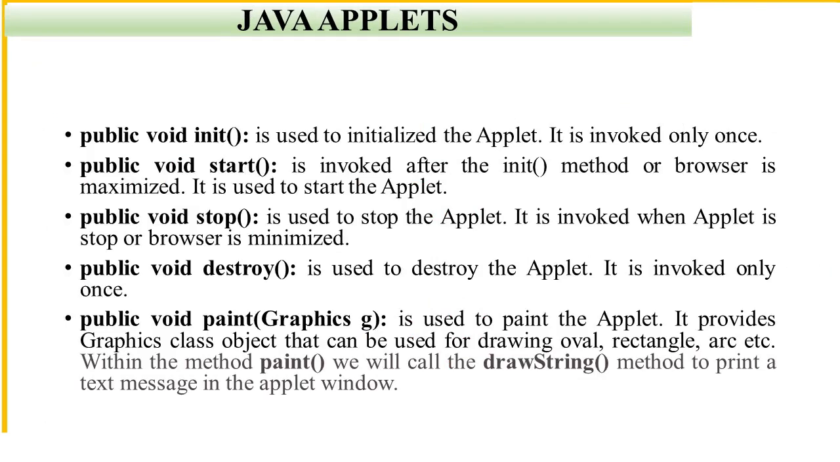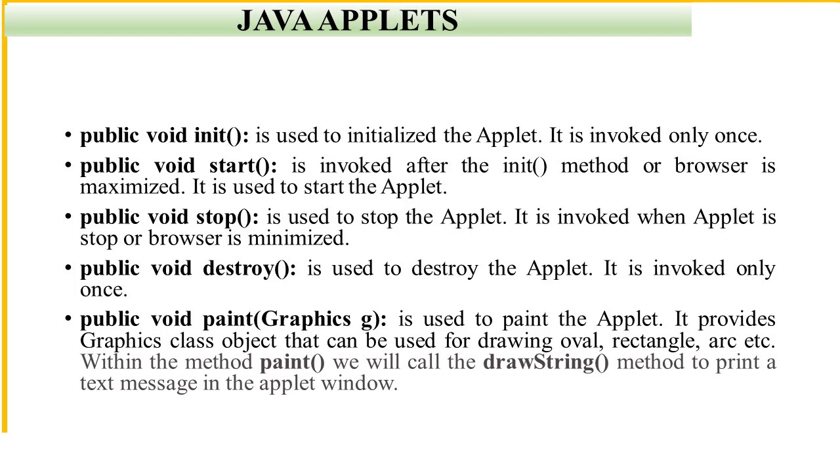Now, public void init. It is used to initialize the applet. It is invoked only once. Start is invoked after the init method or when the browser is maximized. It is used to start the applet.